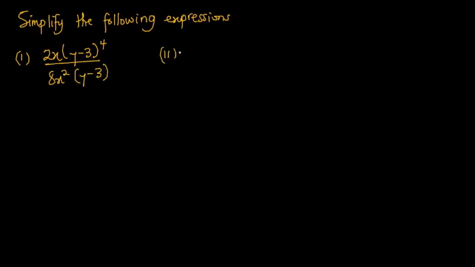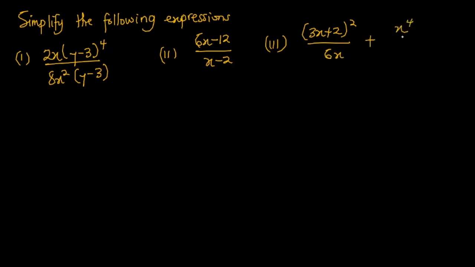Then we have 6x minus 12 on x minus 2. Then the last expression, we have (3x plus 2) squared on 6x, times x to the power 4 on 6x plus 4. Alright, so this is the expression we have to simplify. So let's go ahead and look at our solution.